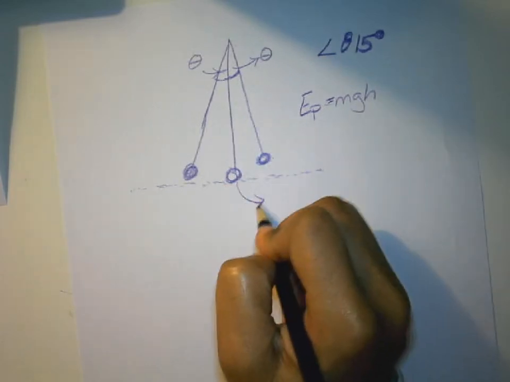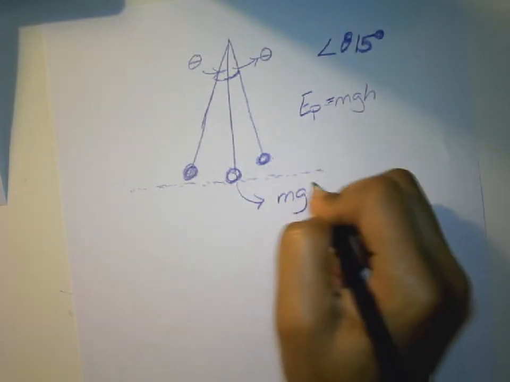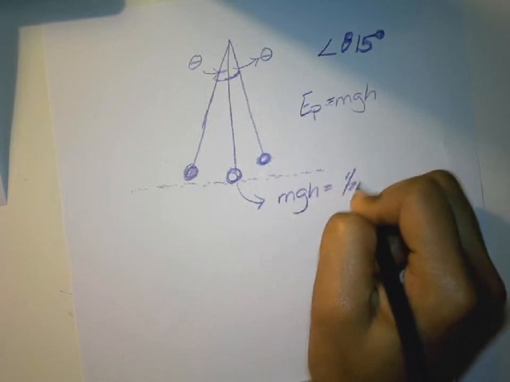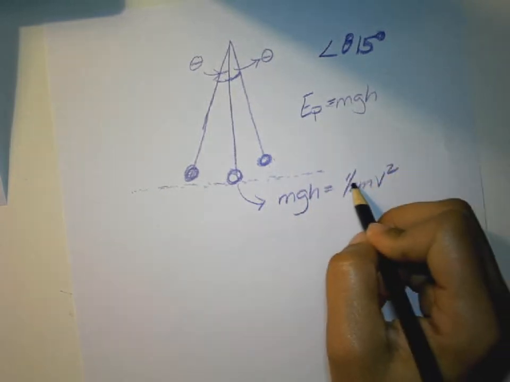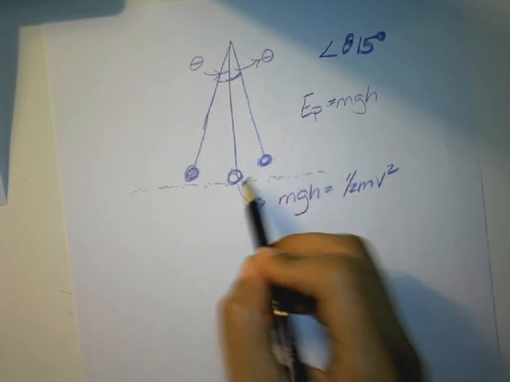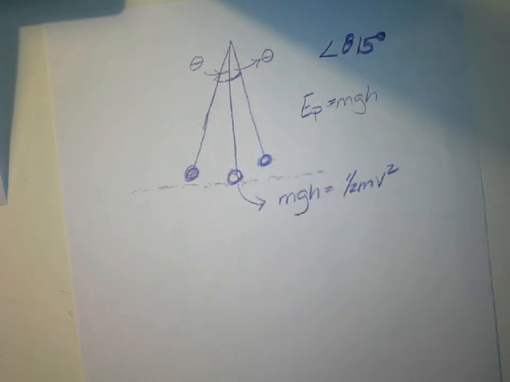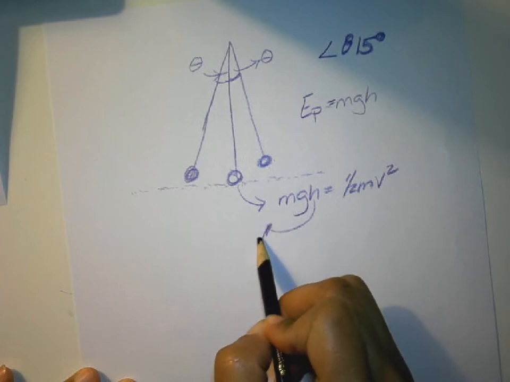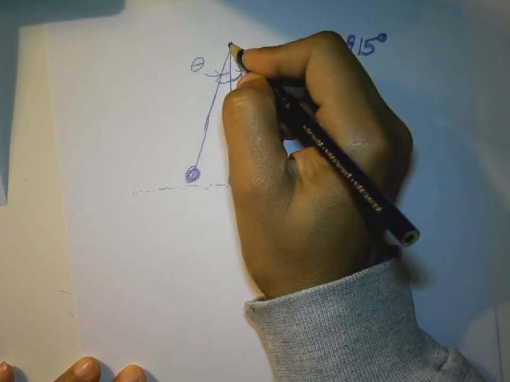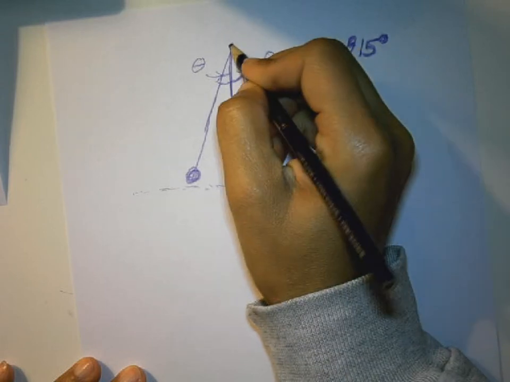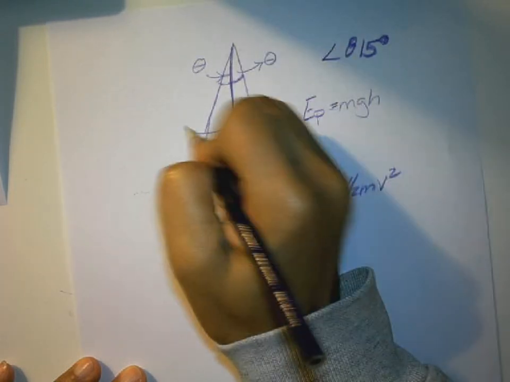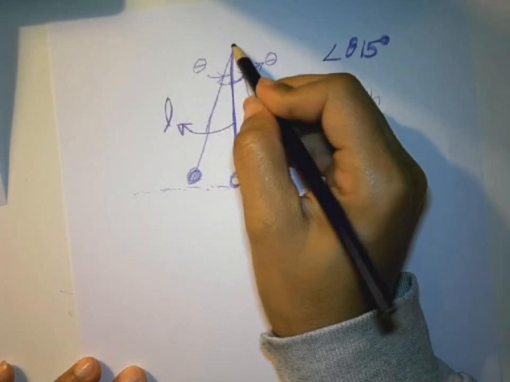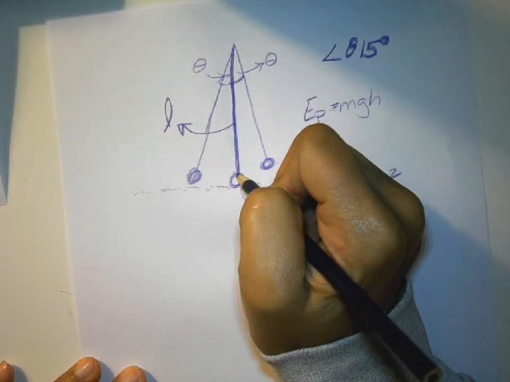So at this point, I can use the equation mgh is equal to 1/2 mv squared, conservation of energy. And then I can figure out what the velocity is at the lowest point. Now the question is, how do you get that height? Well, the height is based on the length of the string. So let's call this L. So the length of this pendulum is L.